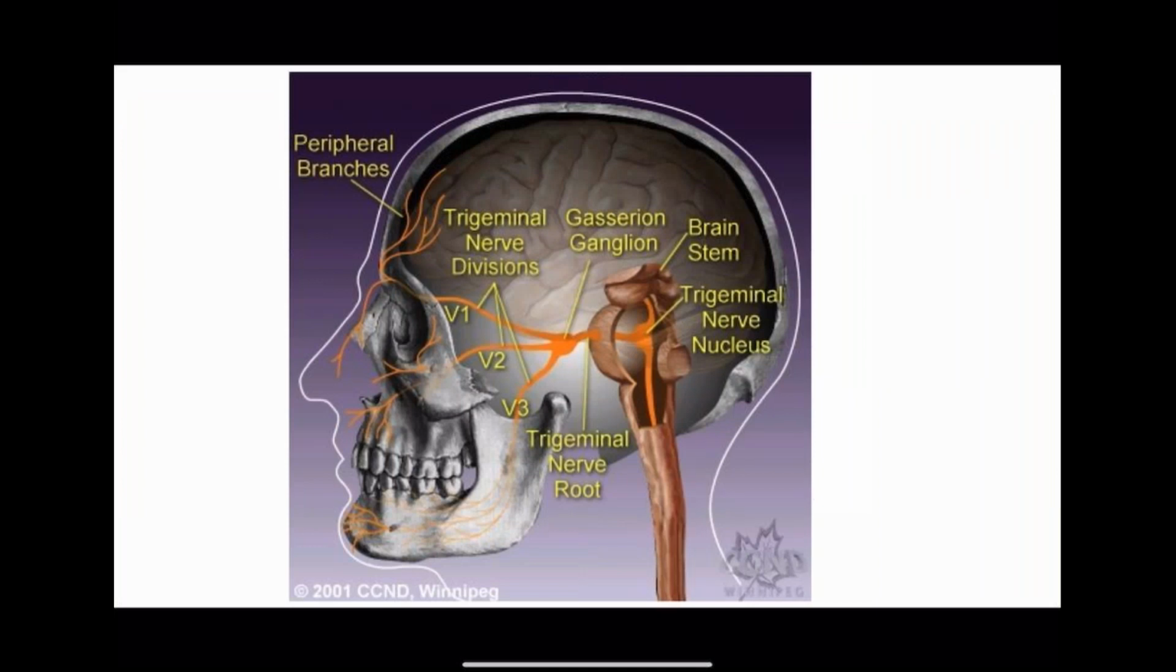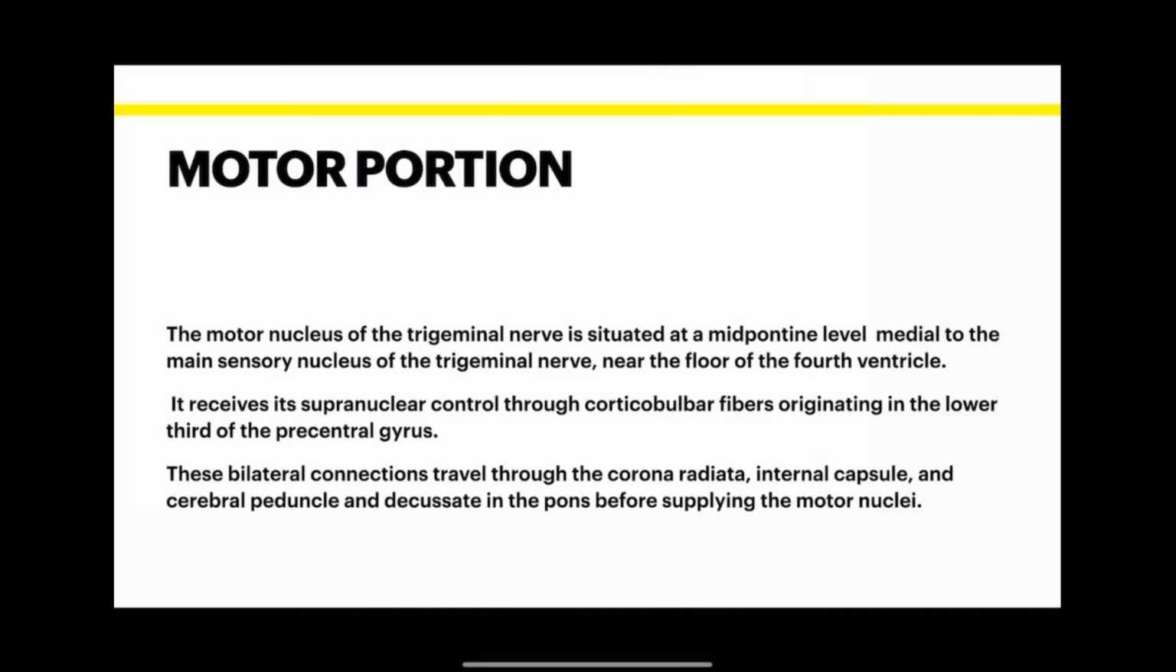So this is just a big view, starting from the brain stem on the right side, where all the nuclei are, then the tracts in between, then the Gasserian ganglion, then moving to the branches. We'll take a closer look and talk about each in details. So starting with the motor is easier because it's only one nucleus.